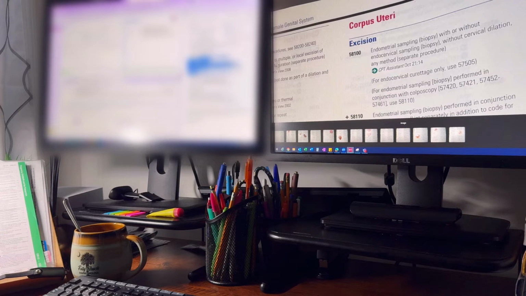So that is 11981. I need my HCPCS code, which is for the drug that was administered, and that is J7307. My diagnosis for those two codes is Z30.017. And that is done.